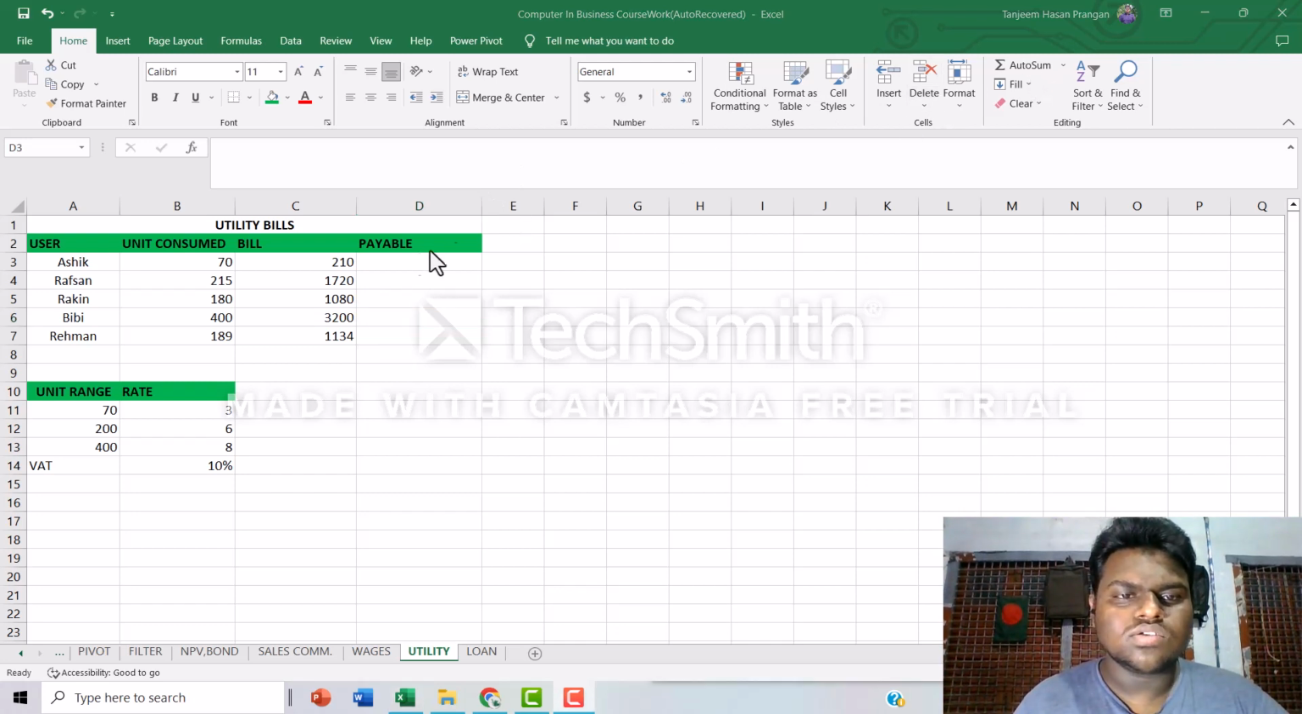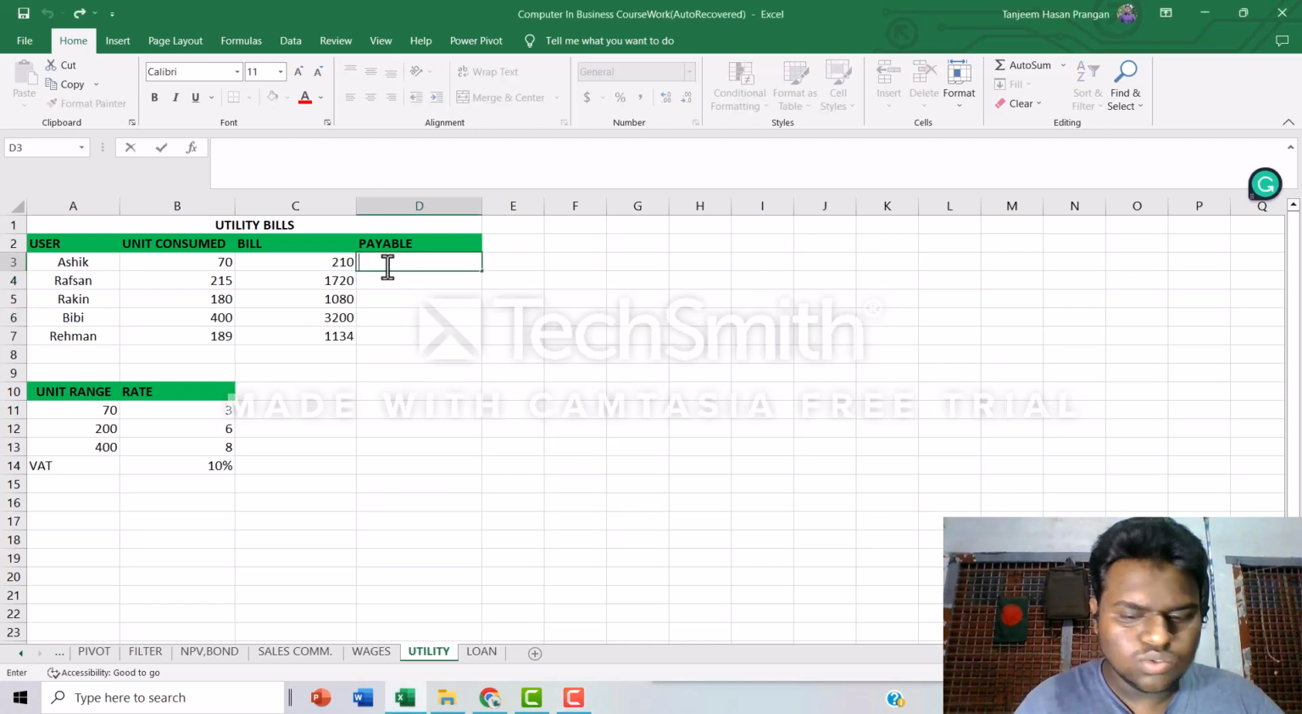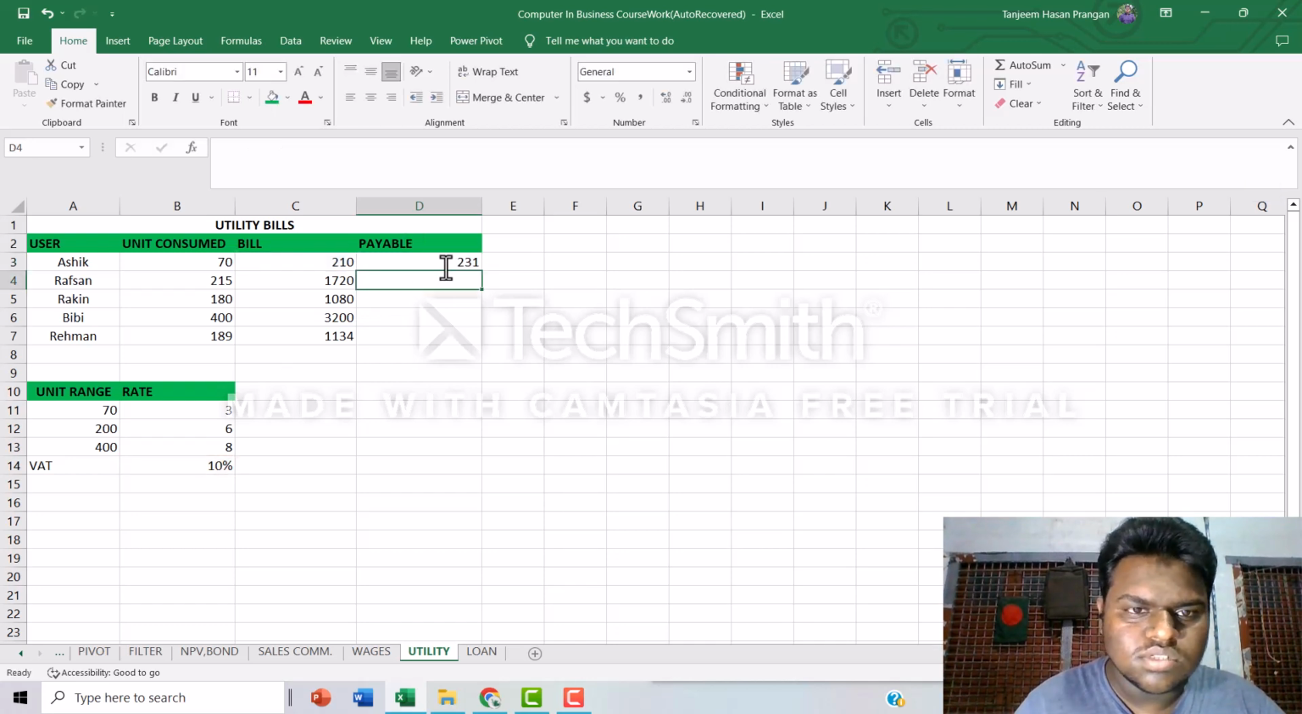Now we would like to calculate the payable amount. So to calculate the payable, we would like to input the equal sign first, then press this, then we are going to multiply this by the VAT. So starting our brackets, then 1 plus this VAT. So we are closing our brackets. So this is the payable amount for the first person, which is Ashik, and its payable amount is 231.